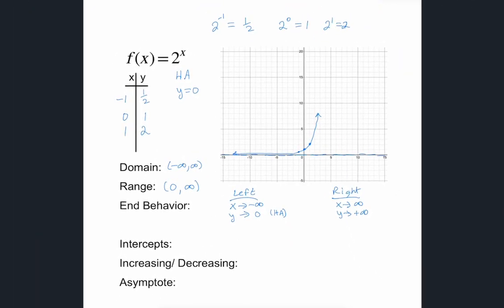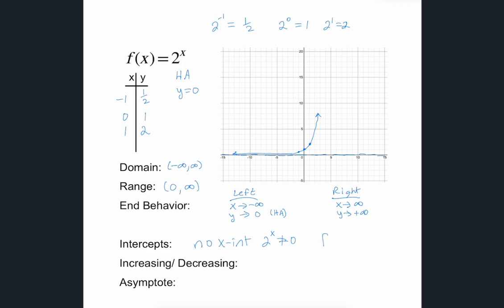Okay. So let's talk about the intercepts. Now, these graphs will sometimes hit the x-axis, but only if we have something that would have pushed it down. So it depends on where the horizontal asymptote is. This particular graph has no x-intercepts. 2 to the x will never equal 0, so that's why that happens, and that's where that horizontal asymptote is.